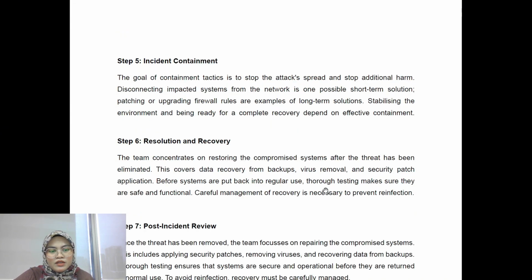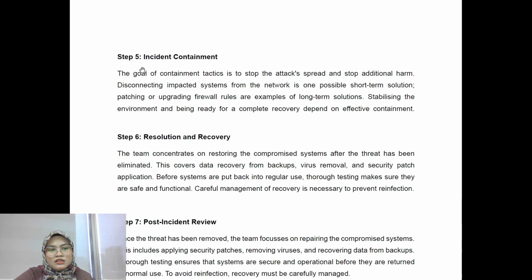So next is incident containment, which is step 5. The goal of containment tactics is to stop the attack from spreading and stop additional harm. One possible short-term solution is disconnecting impacted systems from the network.